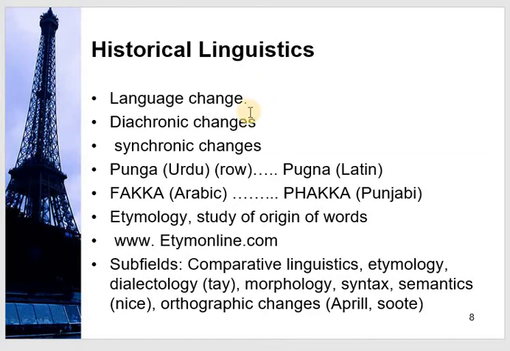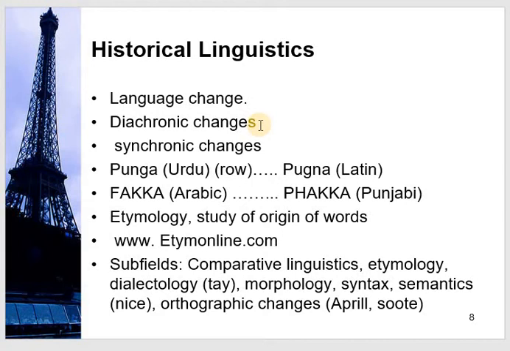There are different types of changes. There are diachronic changes. You should remember it with the word period. In period, D comes in the end. In diachronic, D comes in the beginning. So when we study a long period of time, we want to explore changes in language.